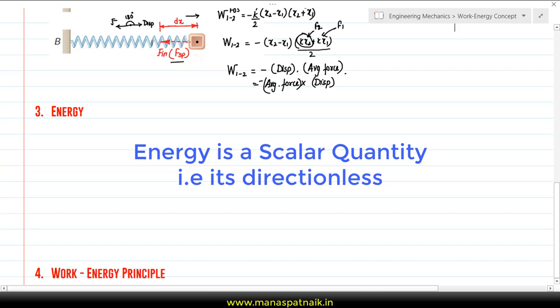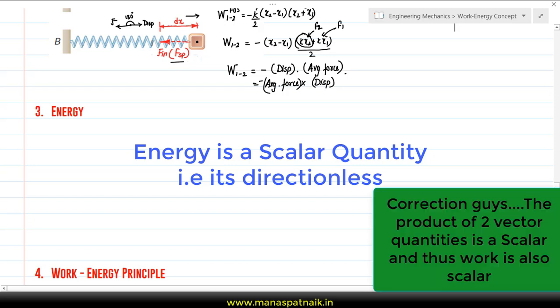Right now, energy is basically a scalar quantity. That means it has some magnitude. Unit is obviously joules, same unit as that of work done, but this energy is directionless. Okay, remember this. Now, work basically was a product of force and displacement, and you saw that force and displacement, both of them are vector quantities. So the product of two vector quantities is in fact a vector quantity itself, that is work. But here energy is absolutely directionless.